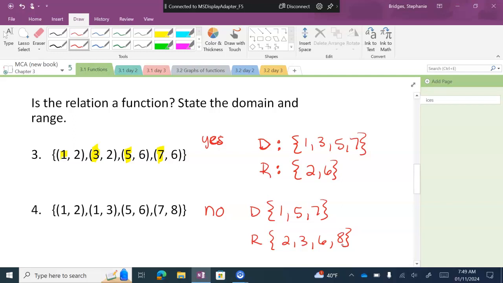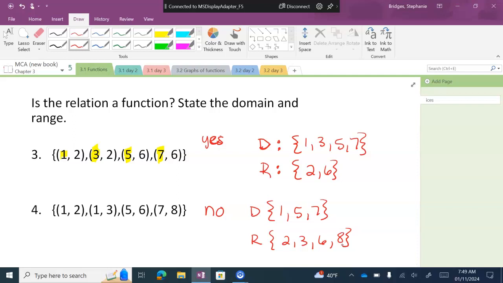Anybody have any questions on those? Relatively simple stuff today. We'll make it a little bit harder each day. All right, and then we're going to look at graphs. Does anybody remember how to determine if a graph is a function or not? There's a test that you do. Straight line, which kind of straight line?